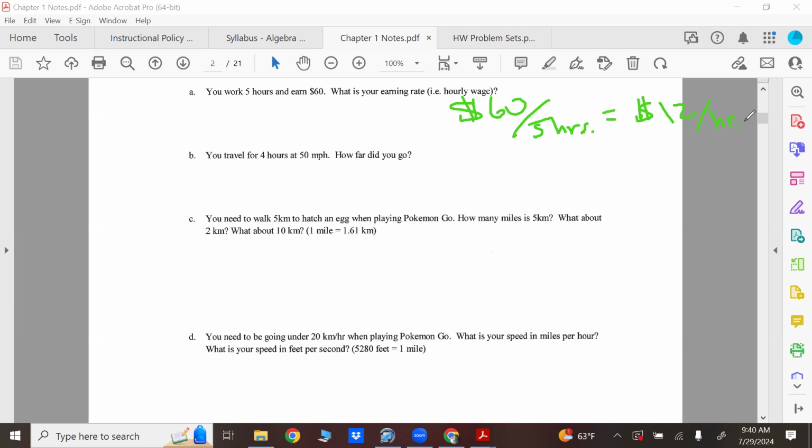A rate is a ratio. And what are you comparing? Money to time, right? How much time do you work? How much money you get, right?